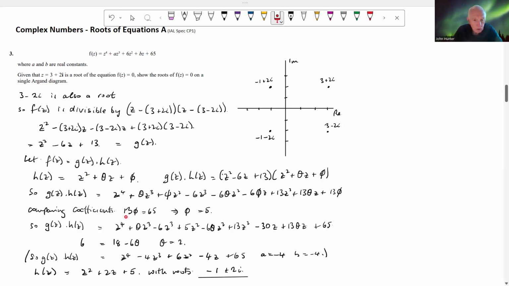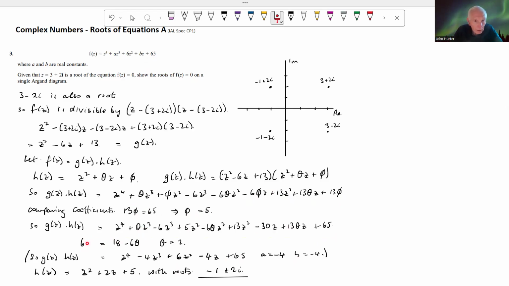If we're looking at this, 13 phi is the constant, so that's a nice straightforward one to look at, and that's going to be equal to 65. So 13 phi equals 65, phi equals 5. Right, so we can rewrite that. We've now just got one unknown in it, that's theta.